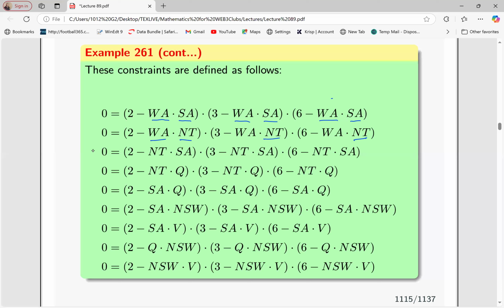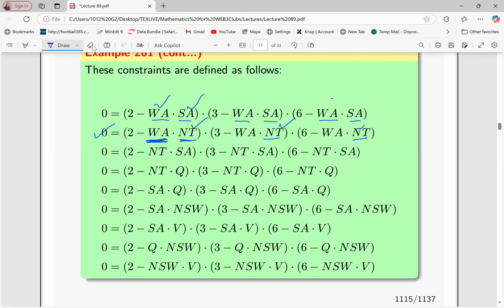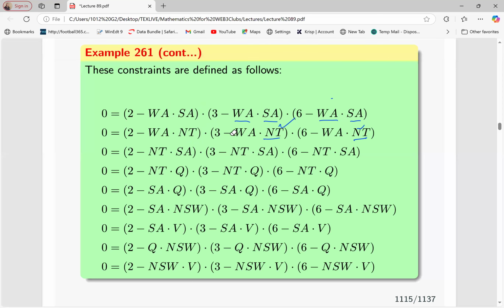Once you assign Western Australia a color, using this formula you can then assign Southern Australia another color. And since Western Australia is already assigned a color, using the second equation you can assign Northern Australia another color. But ensure that the colors are different for the two territories. If they're not different, then this equation will not be satisfied. They must be different for this equation to be satisfied.